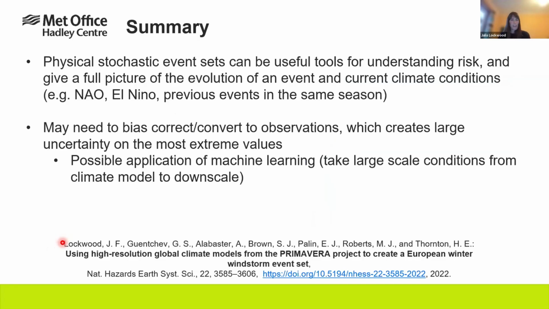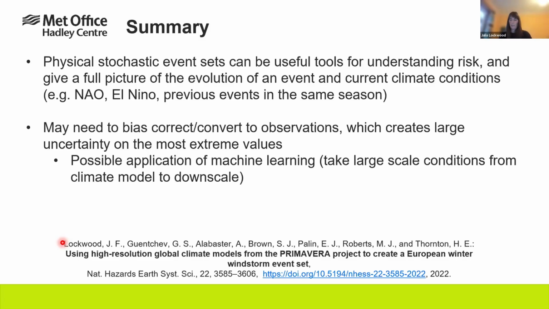So yeah, just to summarize, physical stochastic event sets can be very useful tools for understanding risk. I think their main advantage is they give a full picture of the evolution of an event and the current climate conditions. So that could be global climate indices like El Nino, or it could be other events across the globe. And I think the main disadvantage we encountered was this need to bias correct and downscale, which can create large uncertainty on the most extreme values.